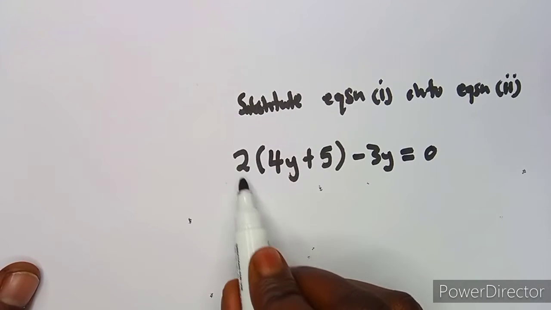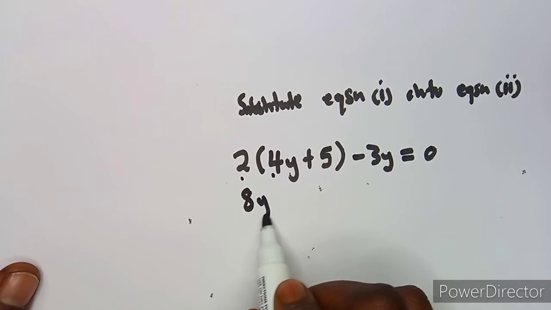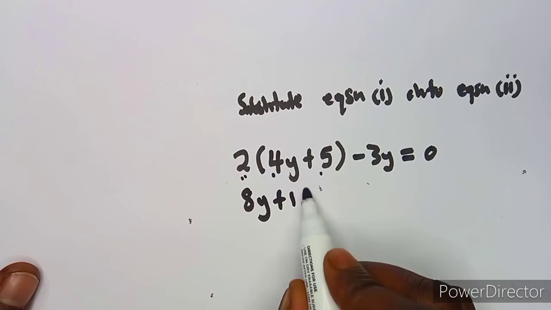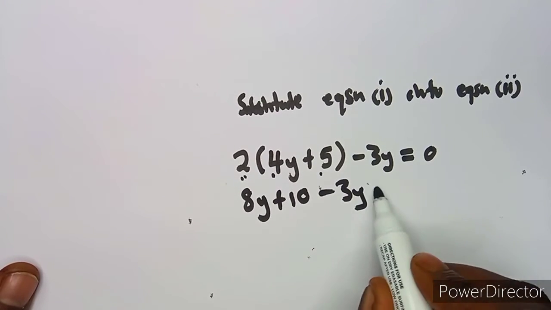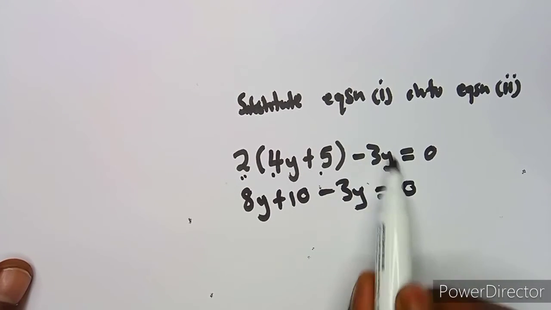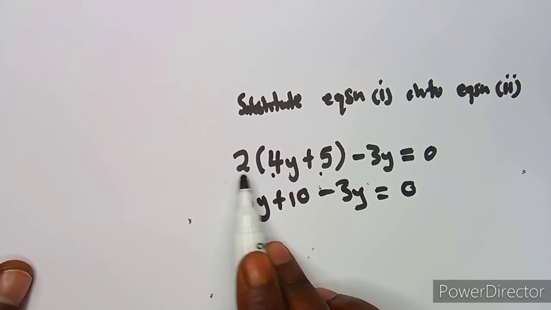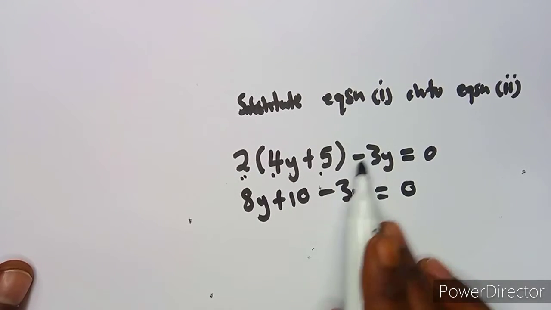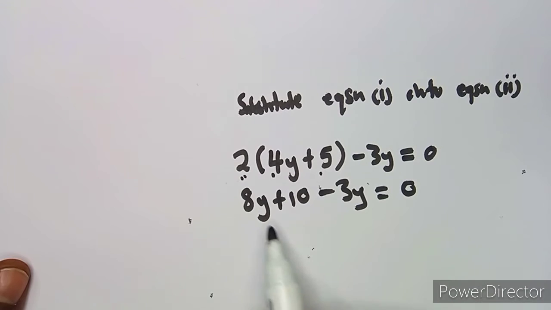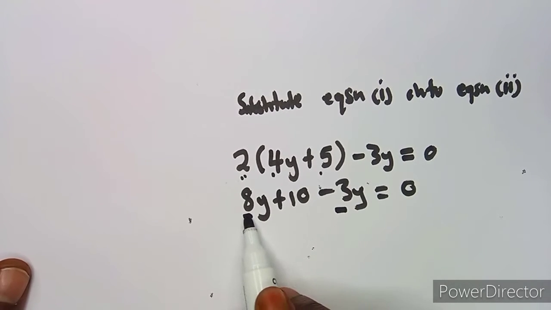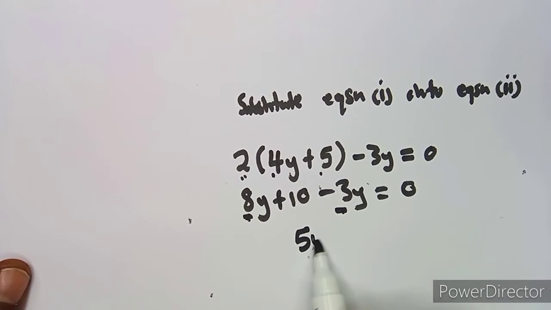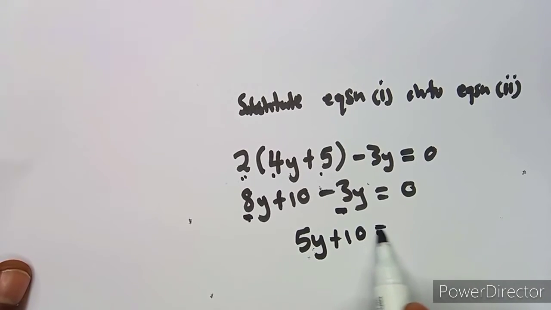Okay, so let's just expand here. 2 times 4y is 8y, 2 times 5 is 10, minus 3y is equal to 0. Take note, 3y is not part of the bracket, so you expand with 2 and minus 3y is separate. Then you can collect like terms. That's 8y minus 3y, which is 5y, plus 10 is equal to 0.